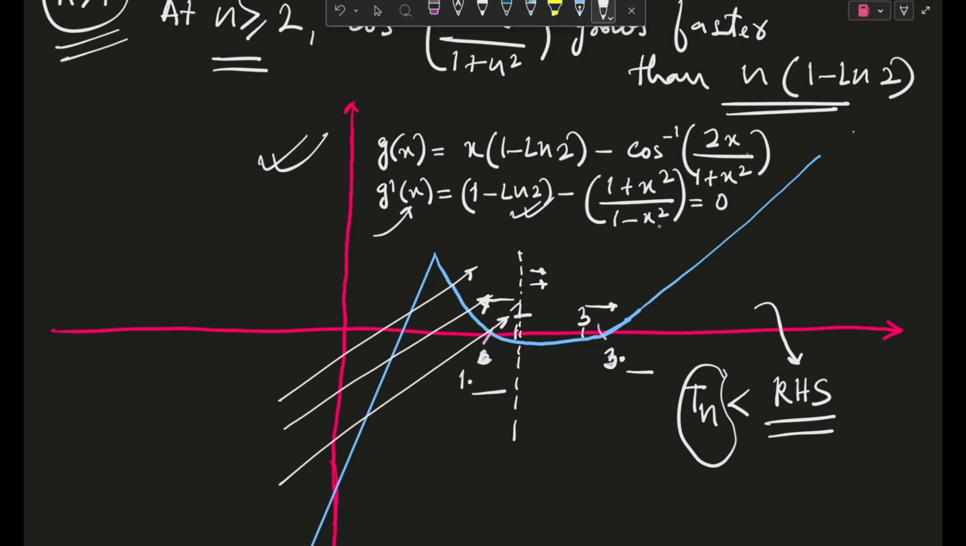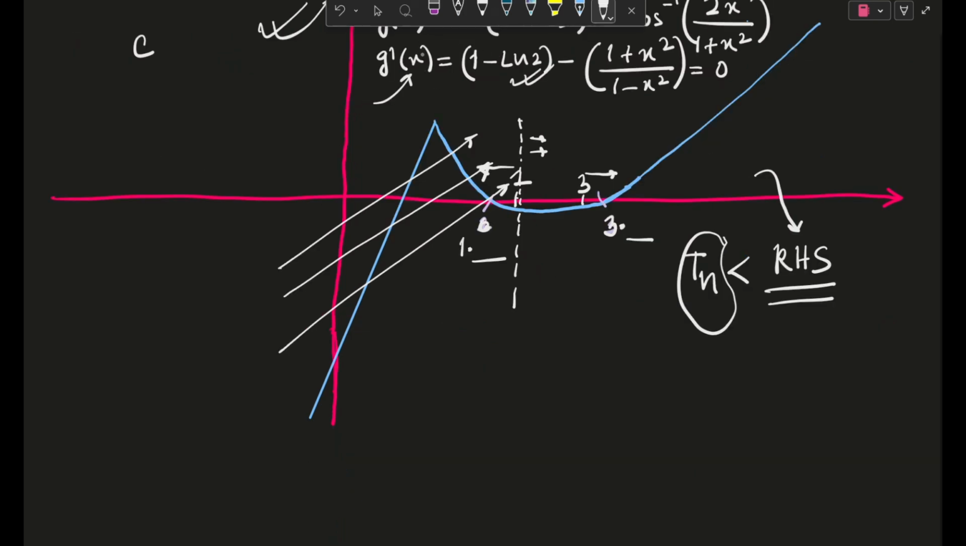So option C. Wait a minute, guys. Wait a minute. I actually did a mistake. Ignore this. By mistake, I said C is correct. It is not. Don't worry. I'm explaining it again. This is a really difficult question. Even I am getting confused at times.